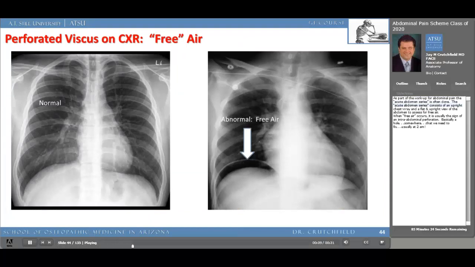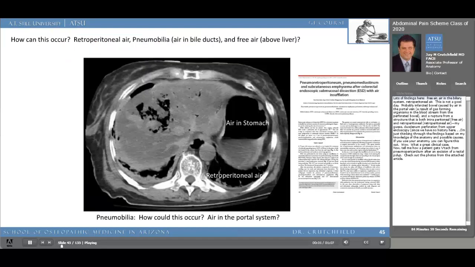So this is a bit of a complicated slide to prove my point, but there are a lot of findings here. There's free air, air in the biliary system, retroperitoneal air. This is not a good day for this patient. They've probably infarcted bowel, causing air in the portal vein, a result of gas-forming organisms in the bloodstream from the perforated bowel, and a rupture from a structure that is both intraperitoneal, i.e. the free air, and retroperitoneal, i.e. retroperitoneal air.